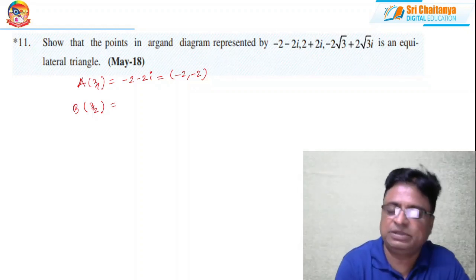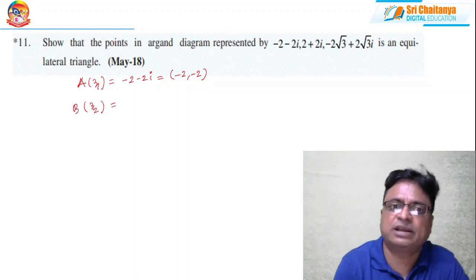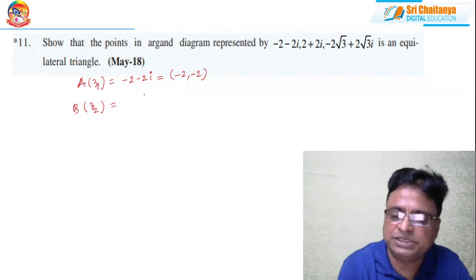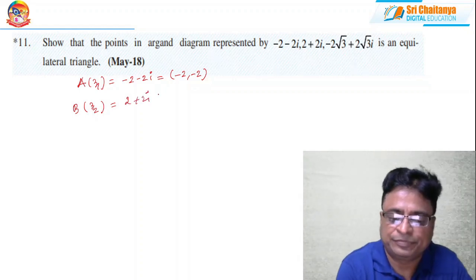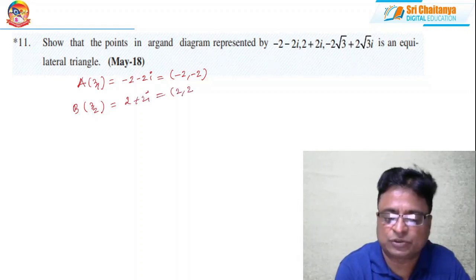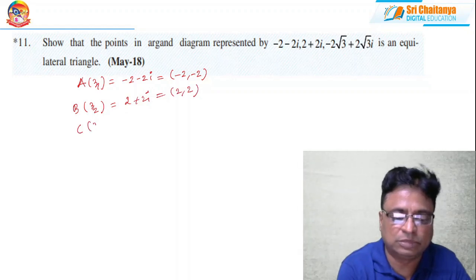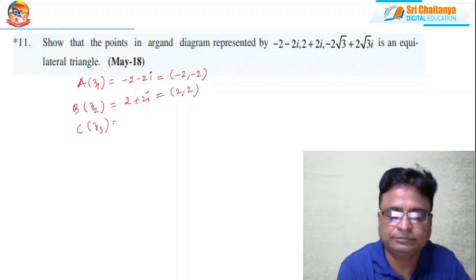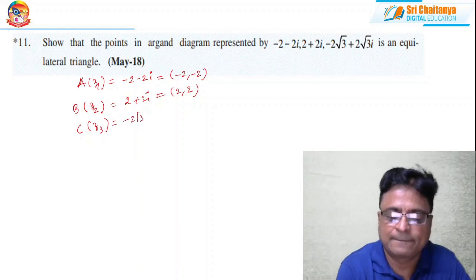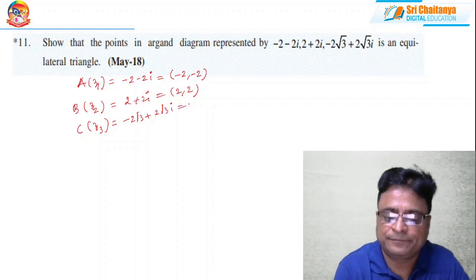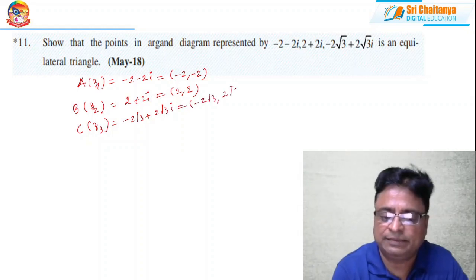Let A, B, C be the vertices of the triangle, where A is z1 as above, and B, z2, is equal to 2 plus 2i. That is, as an ordered pair, this is (2, 2), and C, z3, is equal to -2 root 3 plus 2 root 3i. That is (-2 root 3, 2 root 3).